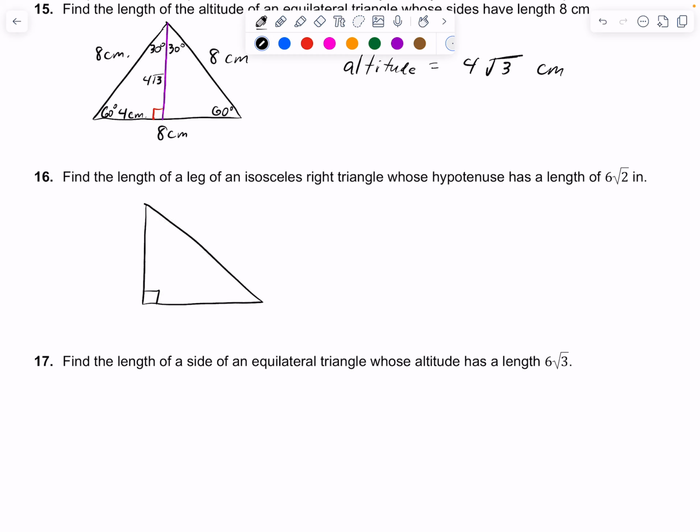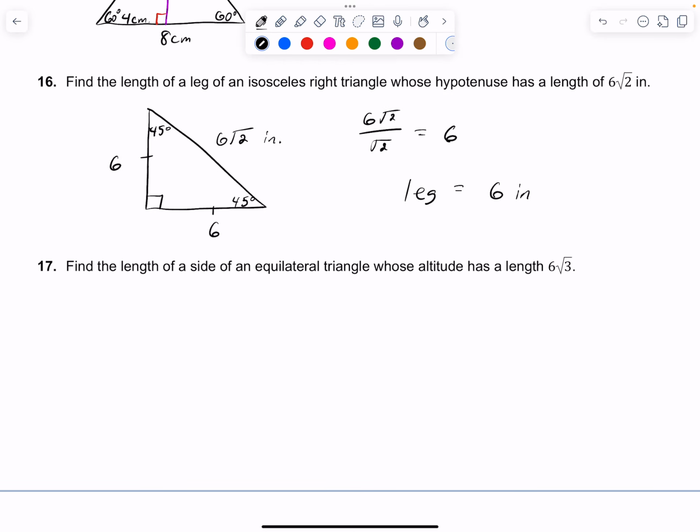So here's the right triangle. And isosceles means these are the same. So this is a 45 degree, 45 degree, 90 degree right triangle. And it says the hypotenuse has a length of 6 root 2 inches. I'm trying to find the length of a leg, so I can use my notes from the very beginning that if I take that 6 root 2 and divide by root 2, I will get the value for each leg, which is going to be 6 inches. So the leg is equal to 6 inches. Okay, and finally the last one, number 17.